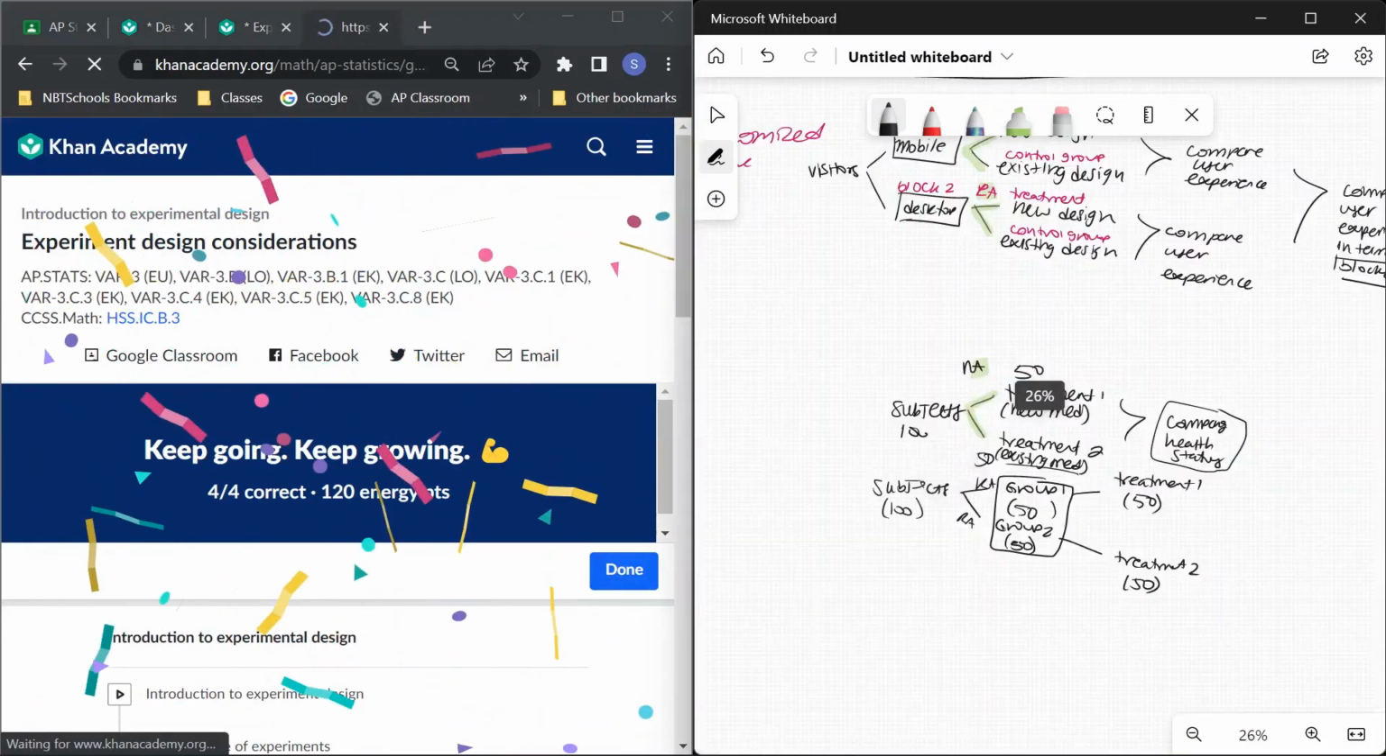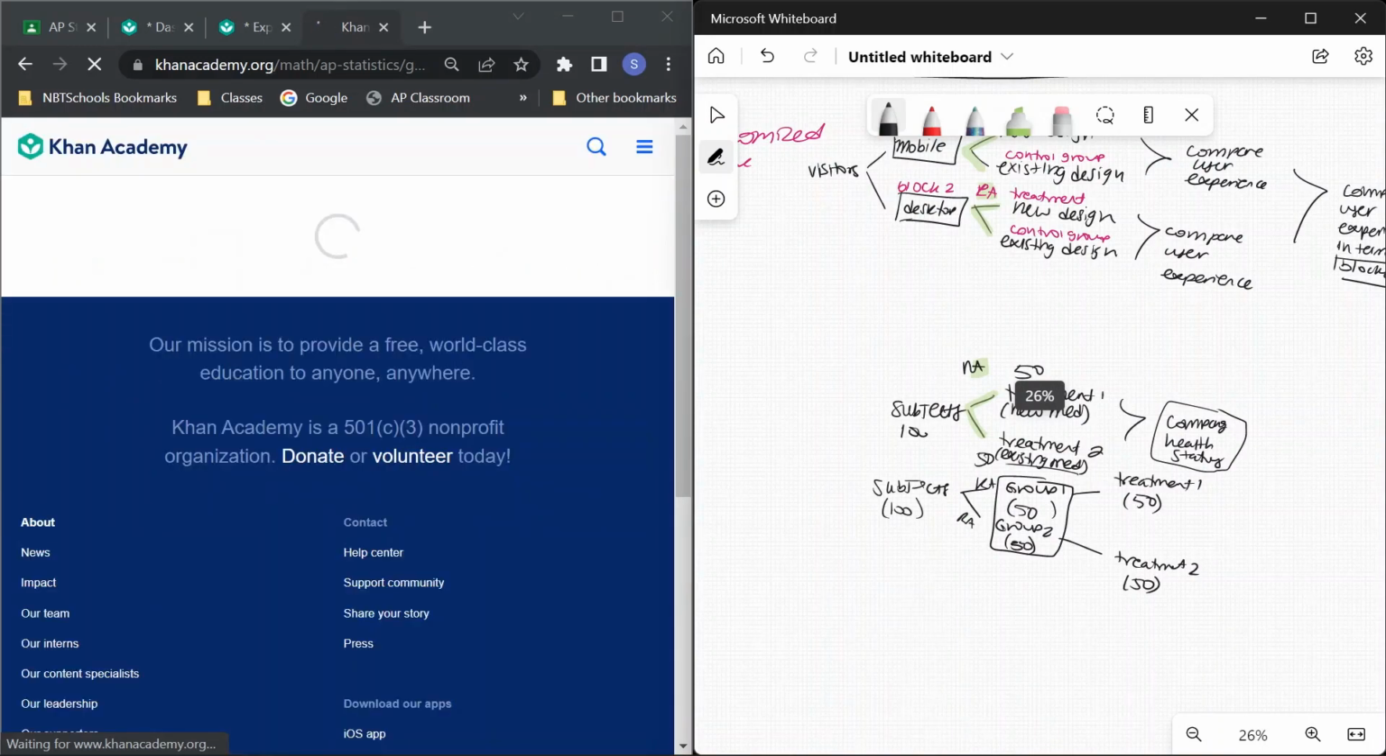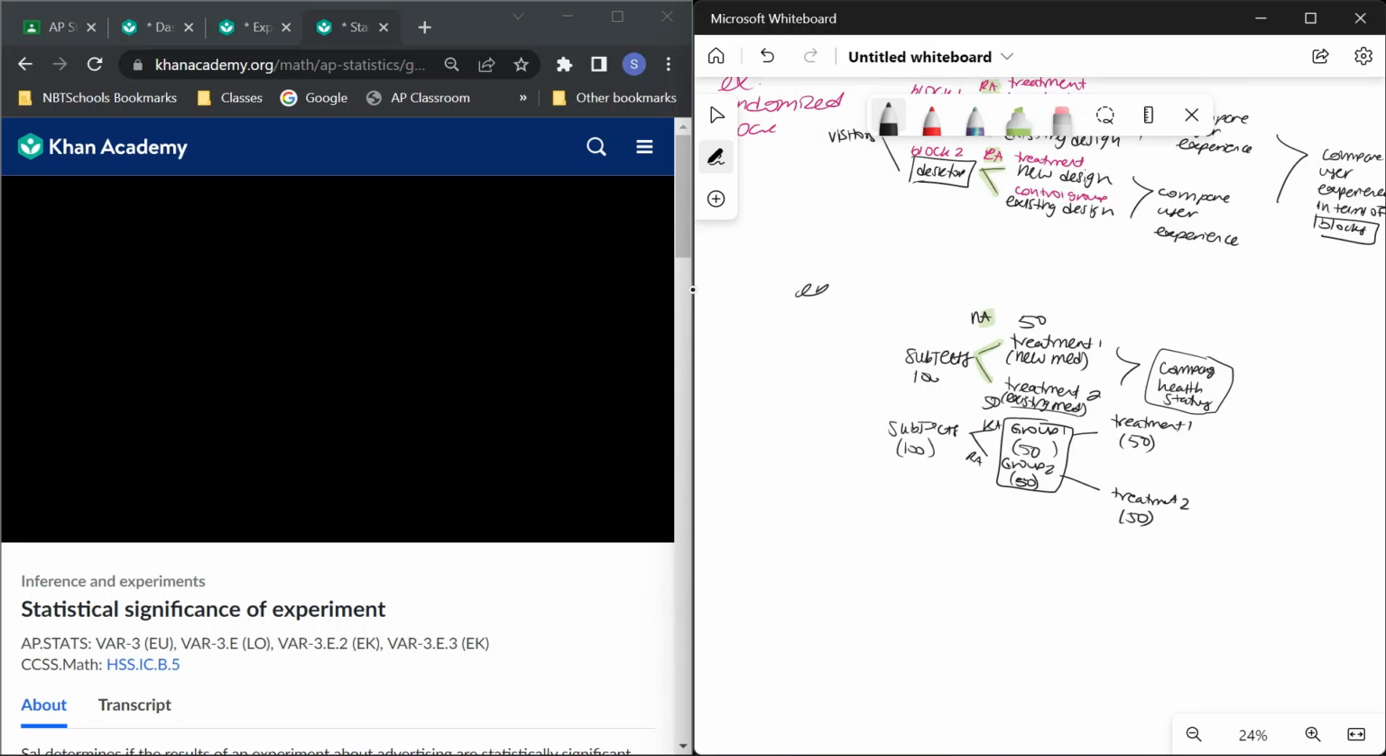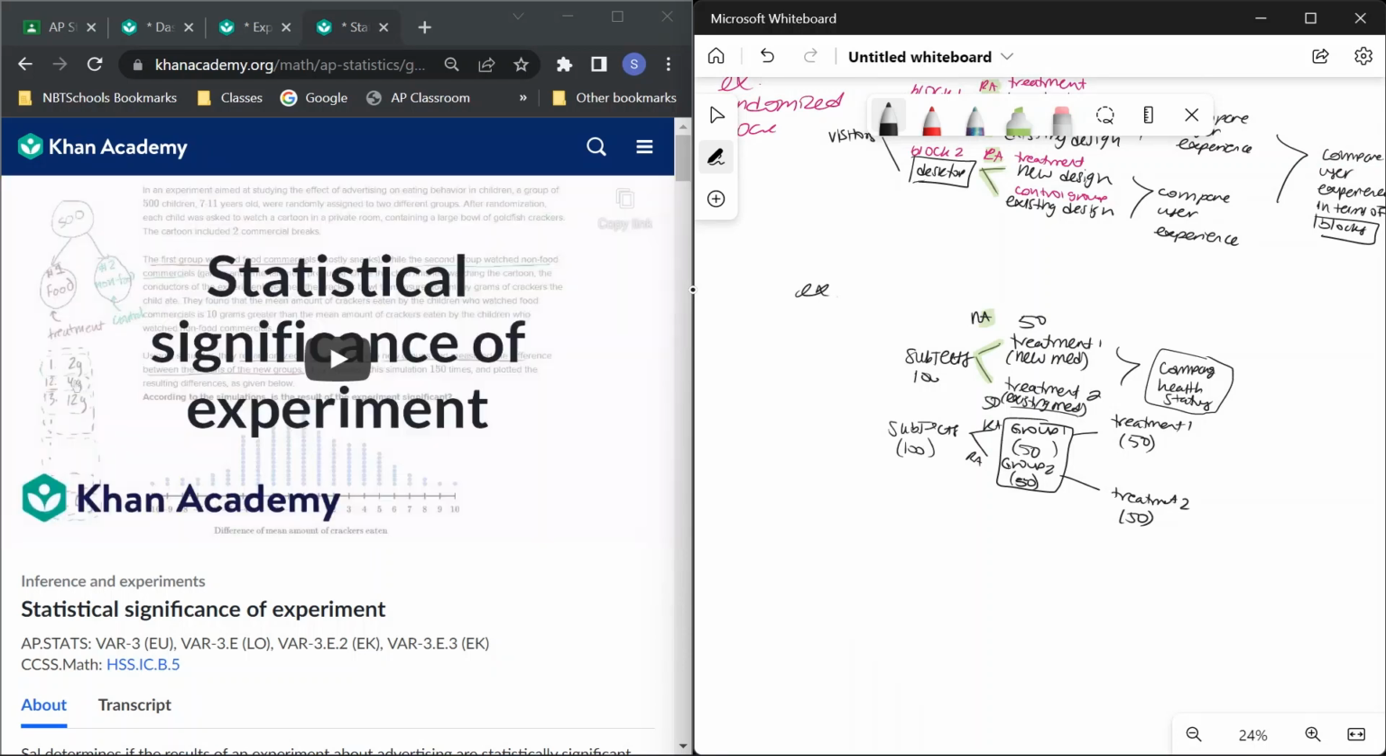Okay, let's continue. I don't really want to spend too much time because there's a bunch of other stuff we have to go over. So this is an example of, this is just completely randomized.